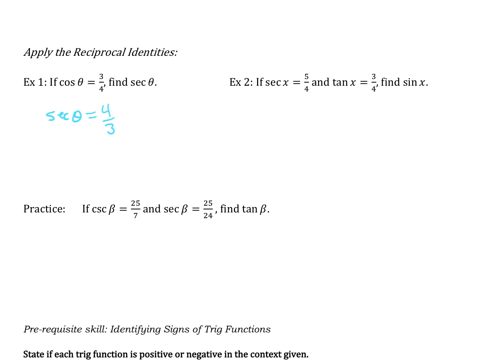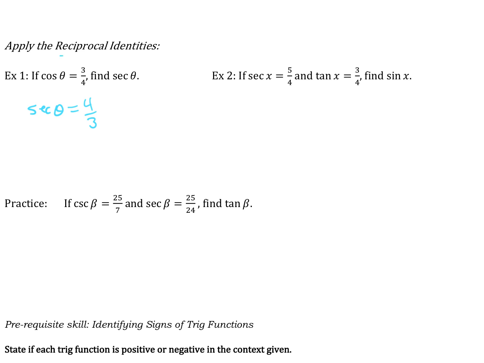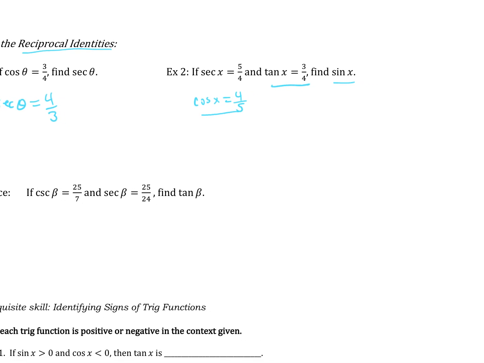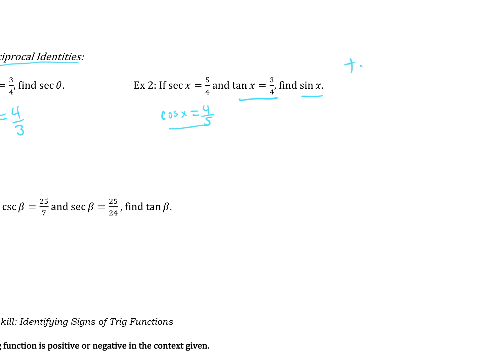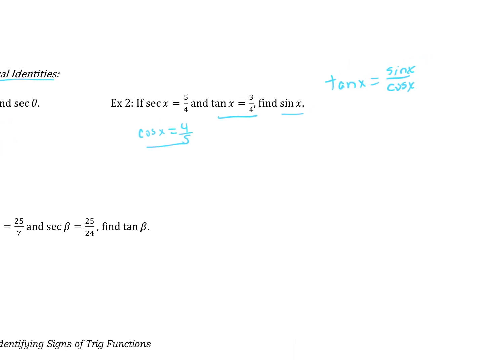All right, this one takes a little bit more work. We are using reciprocal identities. Notice that. So I am going to give you a hint. Cosine of x equals 4/5. We know a relationship about tangent that involves sine and cosine. So let's write that down first. We know that tangent of x is equal to sine of x over cosine of x. Is that the quotient identities? That's one of the quotient identities. Yep, good. Let's get sine by itself.